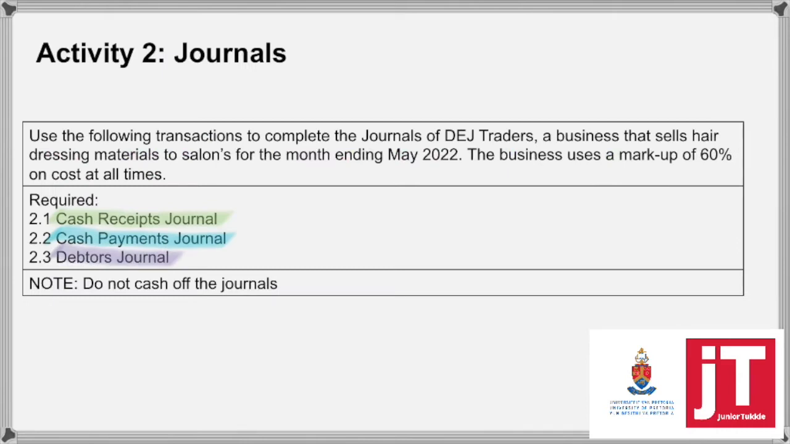If we look at Activity 2, they ask you to do the journals for DEJ Traders for the end of May, and the business uses a markup of 60% on cost. We're going to look at the cash receipts journal and highlight those in green, the cash payments journal and highlight in blue, and the debtors journal highlight in purple. Here they say it's not necessary to close off the journals.